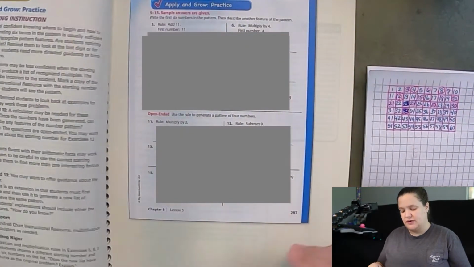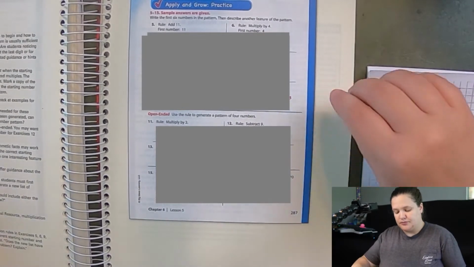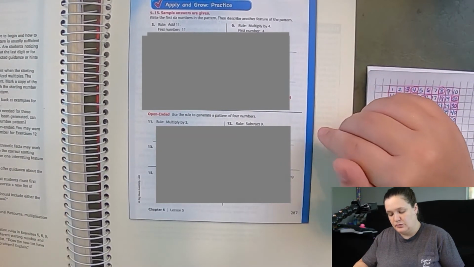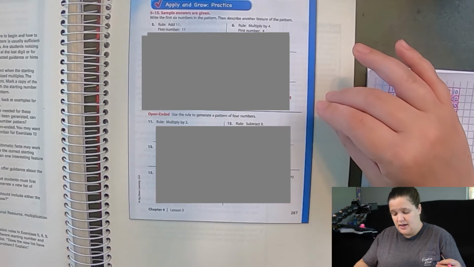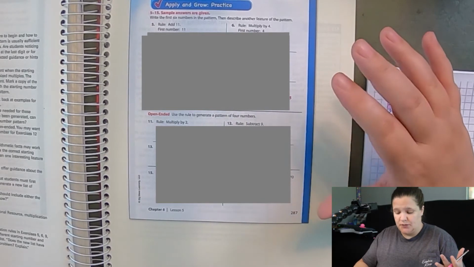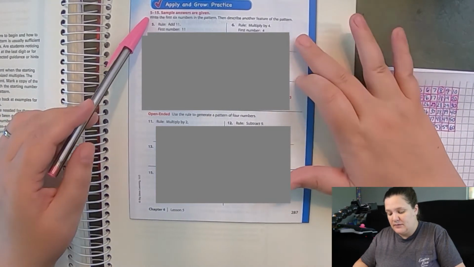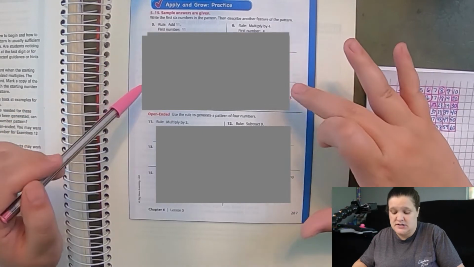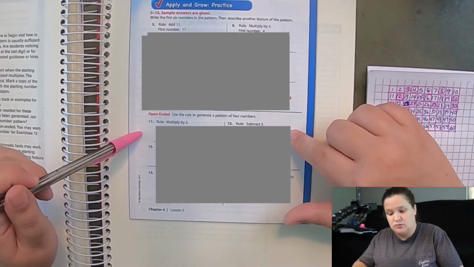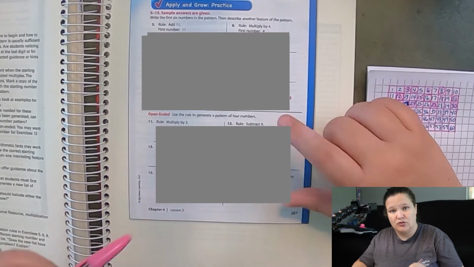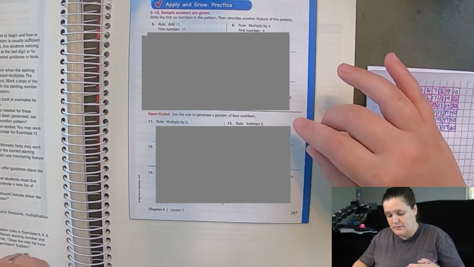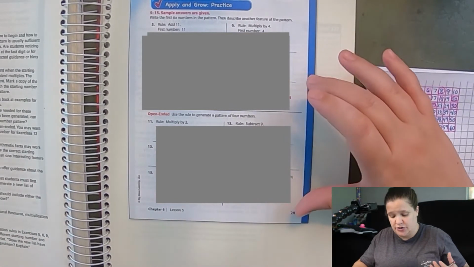So you'll be doing that. You'll be making a pattern and just using the rule. So in these problems, they give you the first number to start with. Now here, these are a little more open-ended. They're a little more just up to you. You're just going to use the rule to start your pattern.